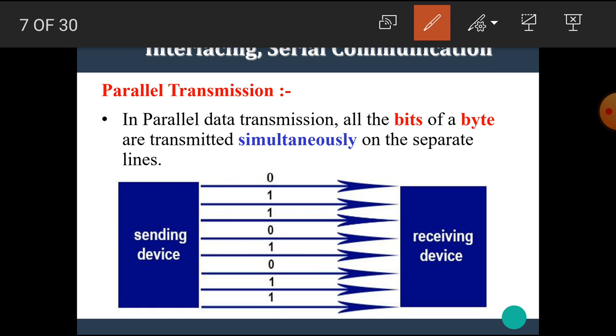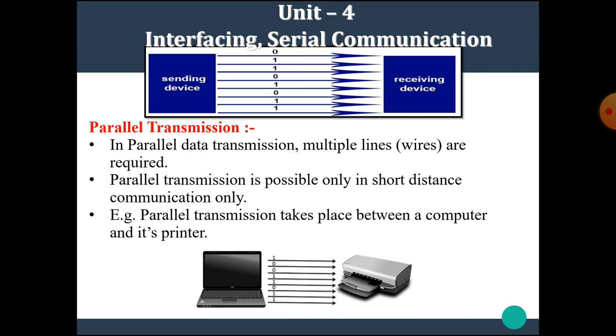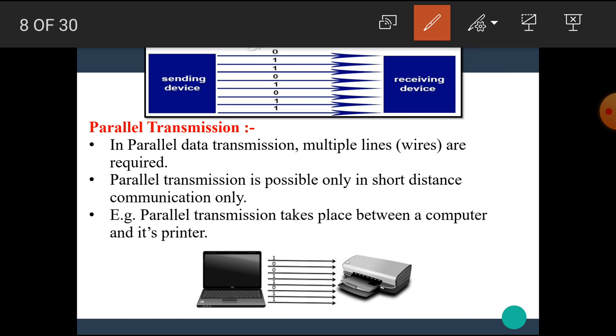I hope you all understand the basic concept of the parallel data transmission here. In parallel data transmission, multiple lines or wires are required. Parallel transmission is possible only in short distance communication. For example, parallel transmission can take place between a computer and its printer. That means the parallel data transmission is not suitable for long distance communication.